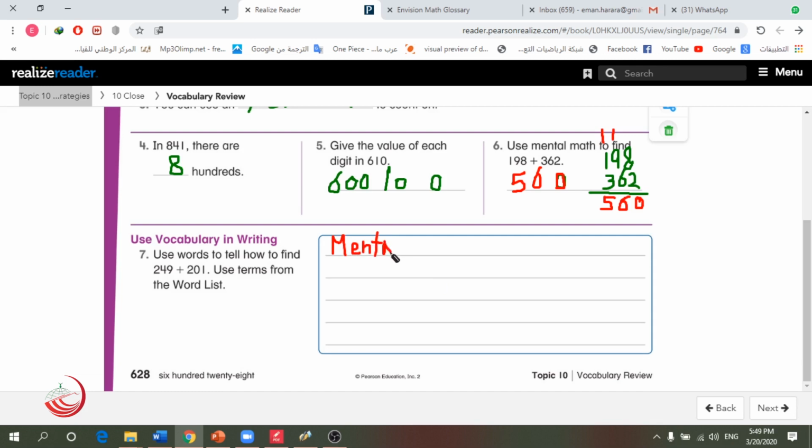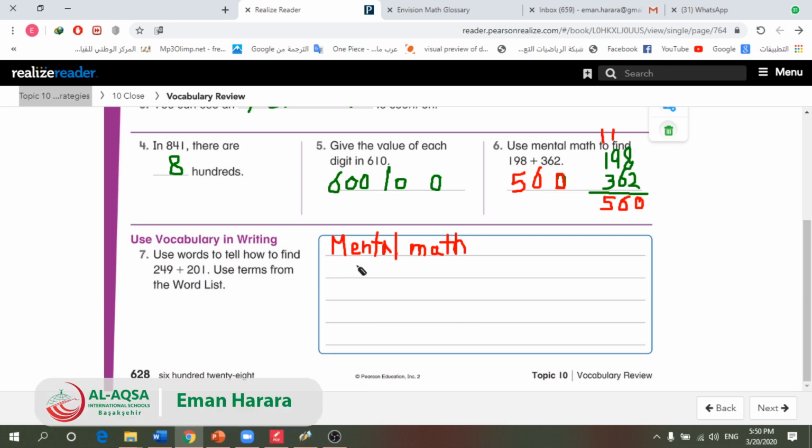mental math. How do we write math? M-A-T-H, math. Let's fix our M here. Now, how we will use the mental math to solve this problem? First, we will break apart the 201, then we will add the 201. It will be 200 only.